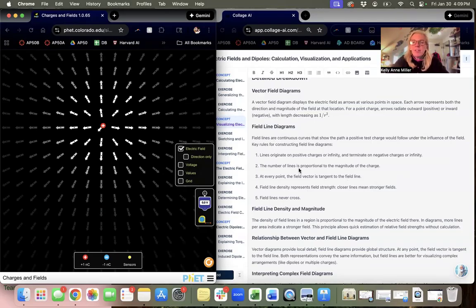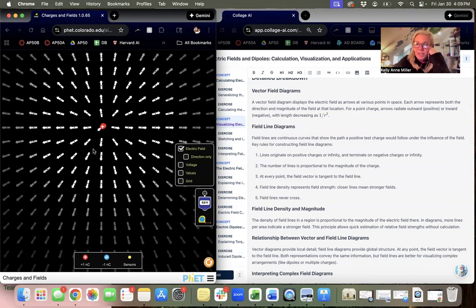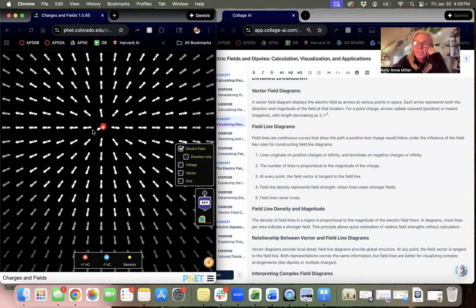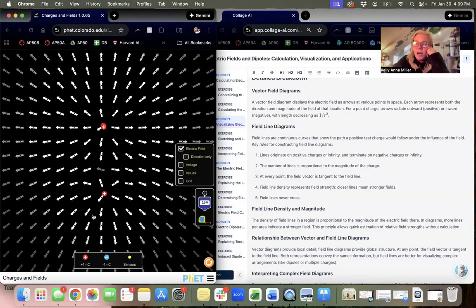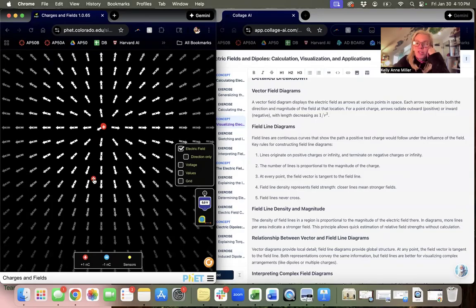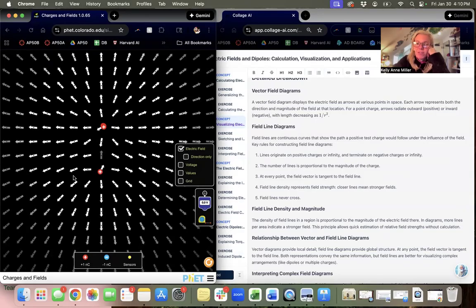The number of field lines is proportional to the magnitude of the charge. So the more densely packed the field lines are, the stronger the charge is. You can see this in the simulation by stacking multiple charges on top of each other. You see the field lines become denser and denser as I do that. The visualization only works to a certain extent, but you see the idea. The denser the field lines, the stronger the charge. You should play around with this. It's very fun, and I think it's a great visualization tool.